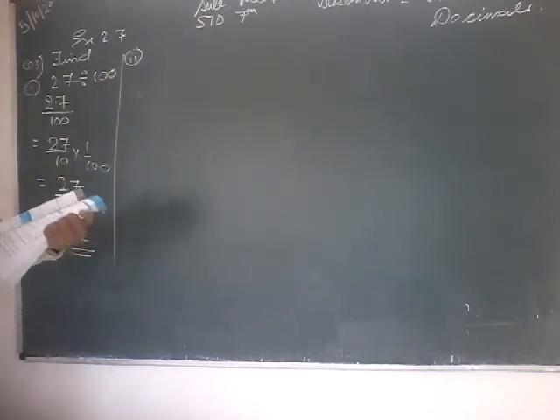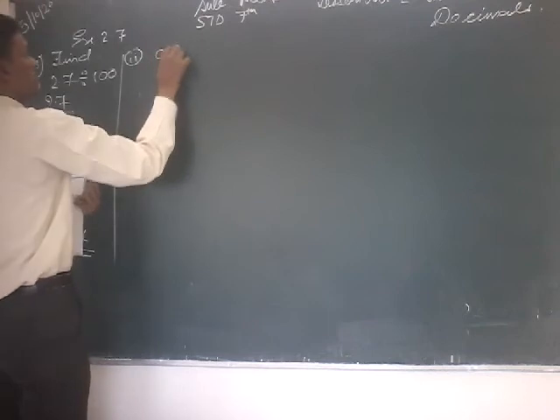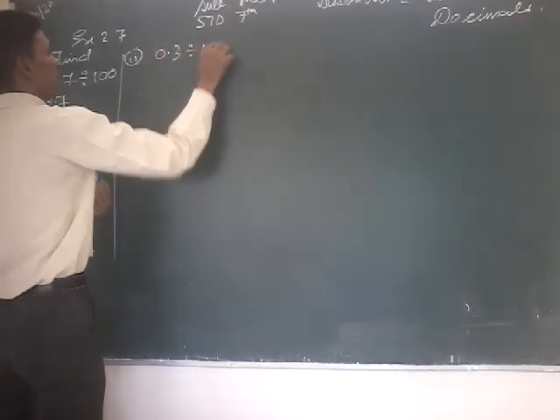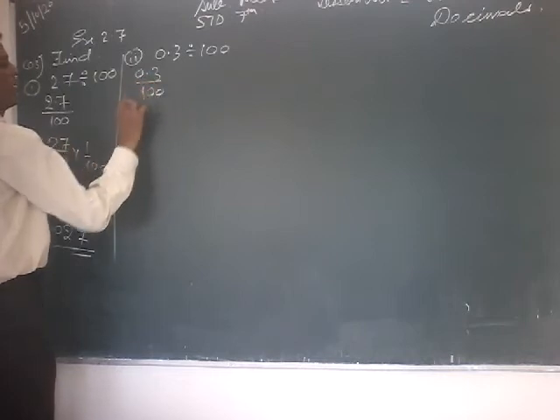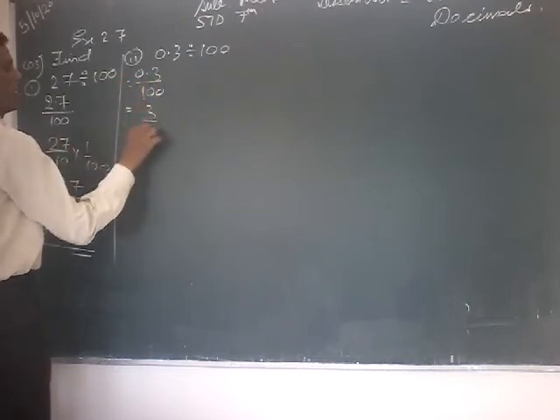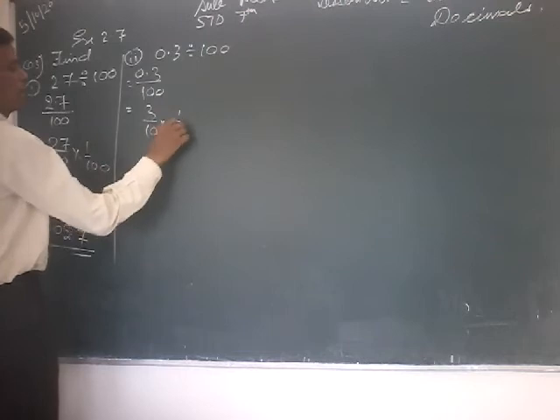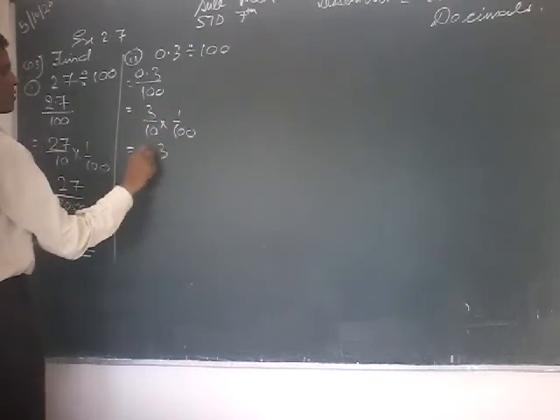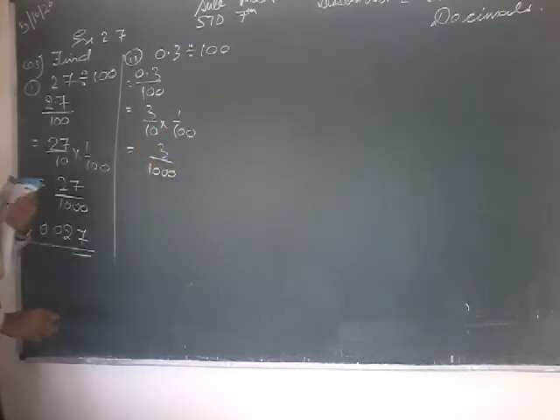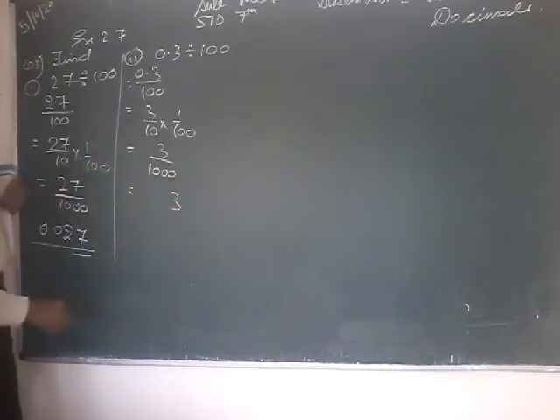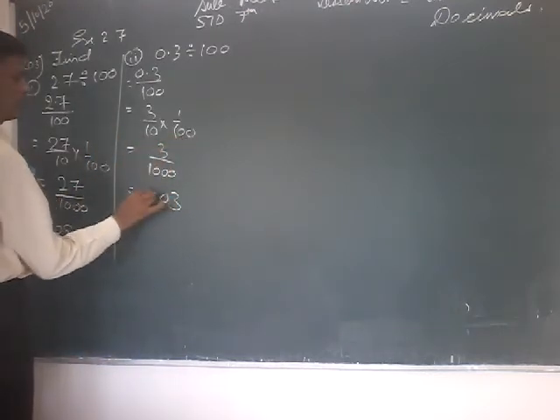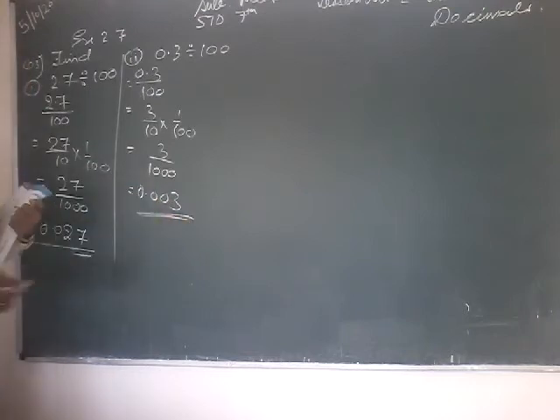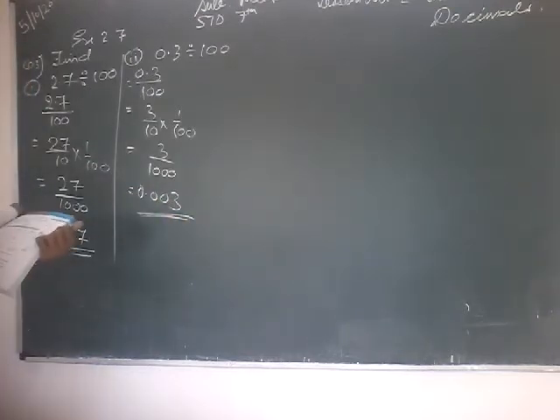Second question is 0.3 divided by 100. We write 0.3 upon 100 is equal to 3 by 10 upon 1 by 100. 3 ones are 3 upon 1000. We write 3. 100 into 10 is 1000. We write 1, 2, 3. This is the answer. 0.003 is the answer of this question.